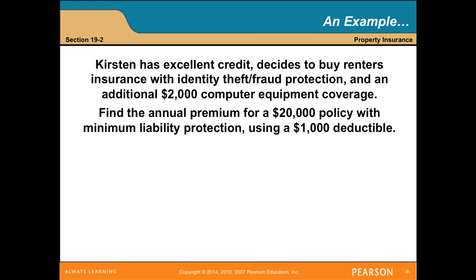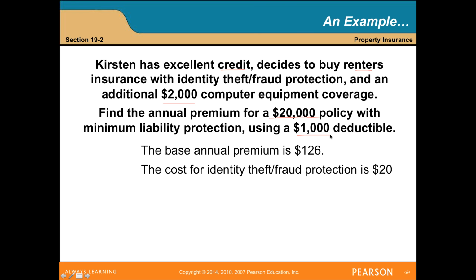So here's an example. Kristen has an excellent credit score, and decides to buy renter's insurance with identity theft and fraud protection and an additional $2,000 computer equipment coverage. Find the annual premium for a $20,000 policy with minimum liability protection using a $1,000 deductible. So here we pick out the important parts of the question. We know that the base annual premium is $126 and the cost for identity theft and fraud protection is $20.